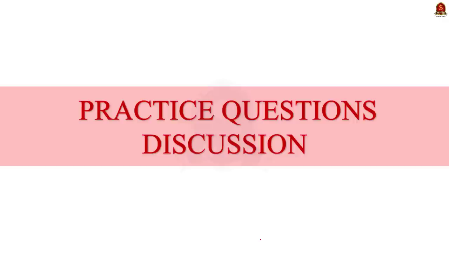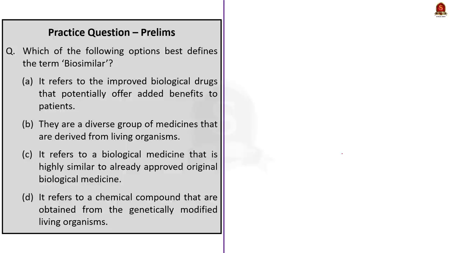Now let's move on to the next part of the newspaper analysis, which is the preliminary practice question discussion. Look at this first question. Which of the four options given best defines the term biosimilar? See, the correct answer here is option C. Biosimilars refers to a biological medicine that is highly similar to an already approved original biological medicine. Okay, so the correct answer is option C.